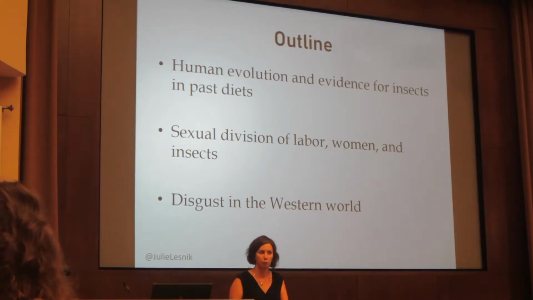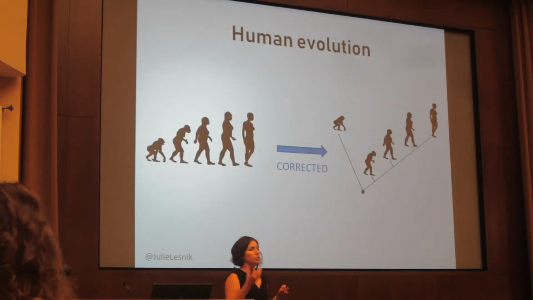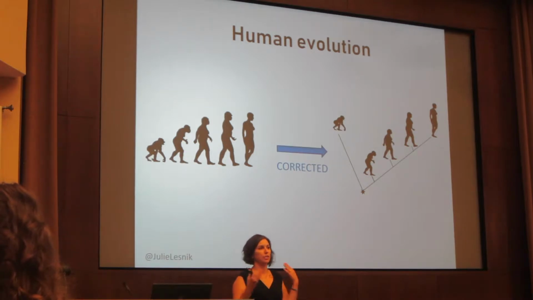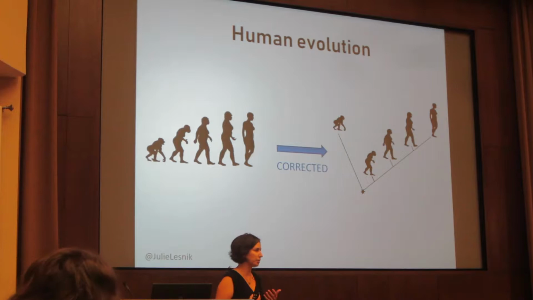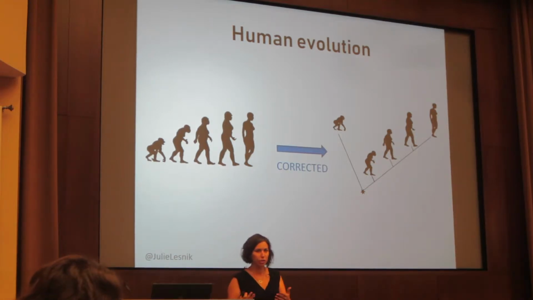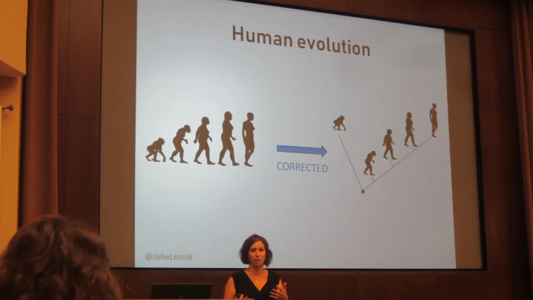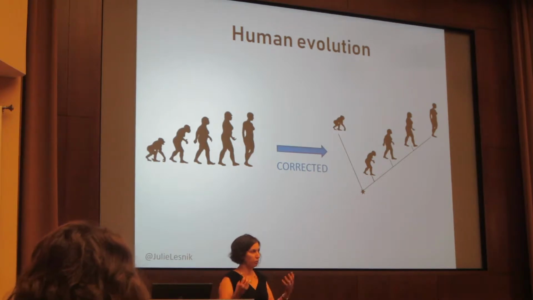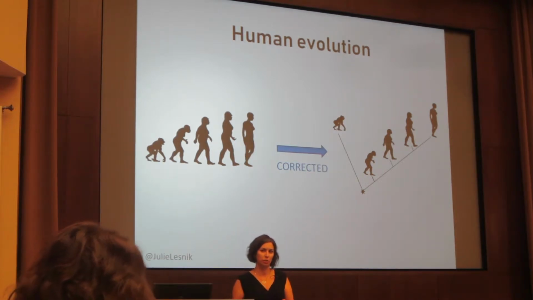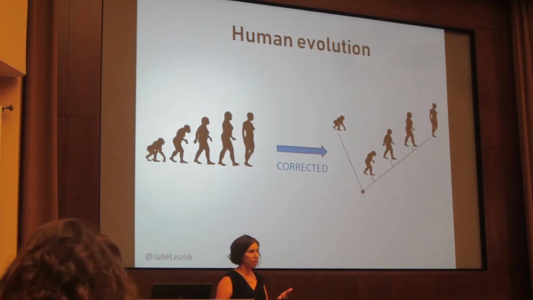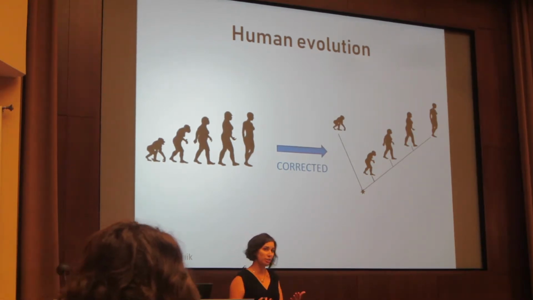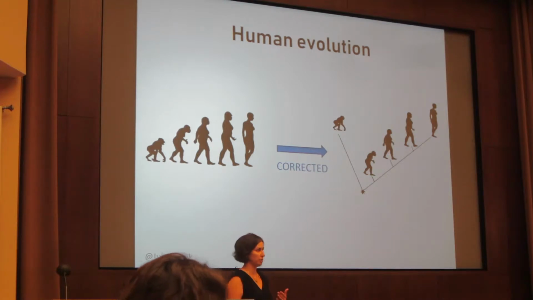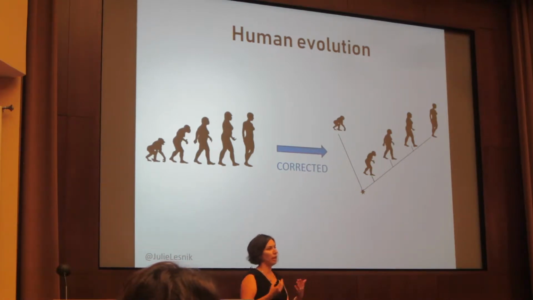So first off, human evolution. You're used to seeing the diagram on the left. This is actually called the March of Progress. And as an evolutionary anthropologist, I hate that diagram. Progress is an awful word to use when we're talking about evolution, and especially with human evolution. Evolution isn't linear. We aren't always adapting to be better. We're adapting to unique environments. And so how I correct it is by giving it a temporal aspect.